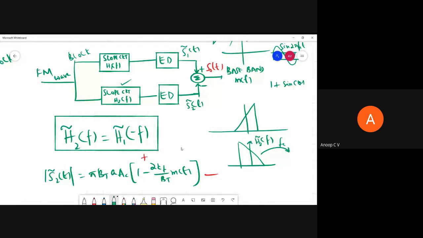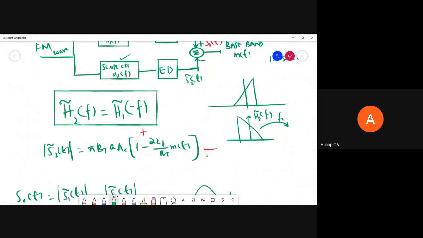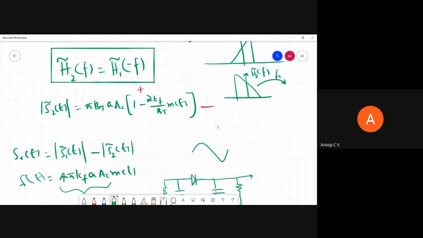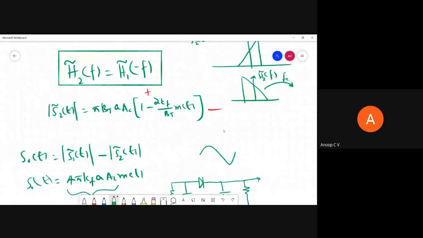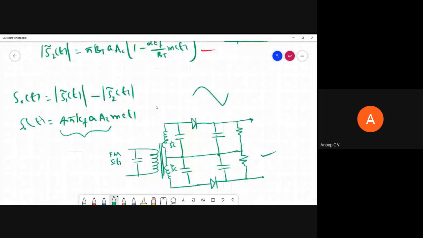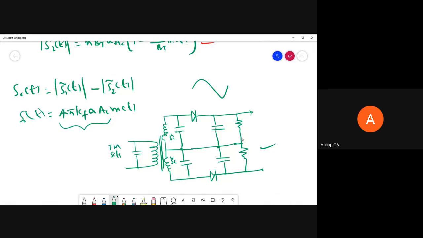So then we have seen this balanced slope circuit can eliminate the DC bias term and give us a scaled version of our m of t, the baseband signal. And we have even seen a practical implementation of the dual slope circuit, the dual discriminator circuit.